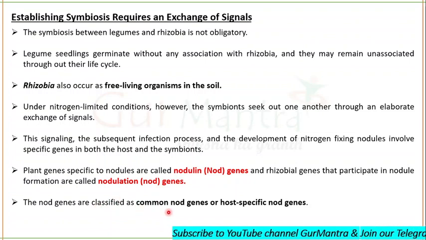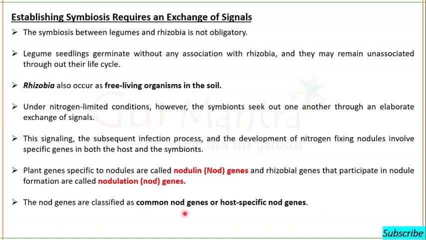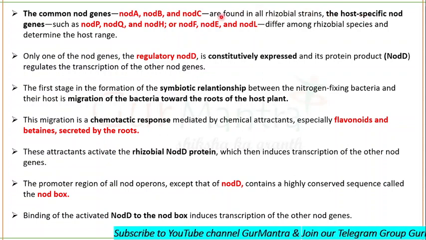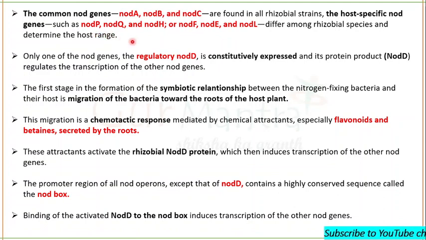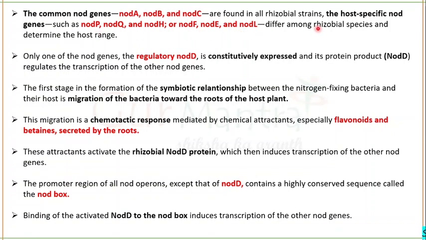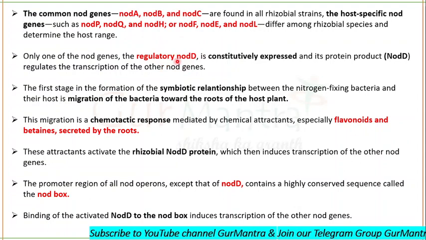These genes can be classified as common nod genes or host specific nod genes. Common nod genes include nodA, B, C, and these are found in all rhizobial strains. Host specific nod genes include nodP, nodQ, nodH, and F, E, L as well. These genes differ among different rhizobial species and they determine the host range. Only one gene is not mentioned here, the regulatory nod gene.